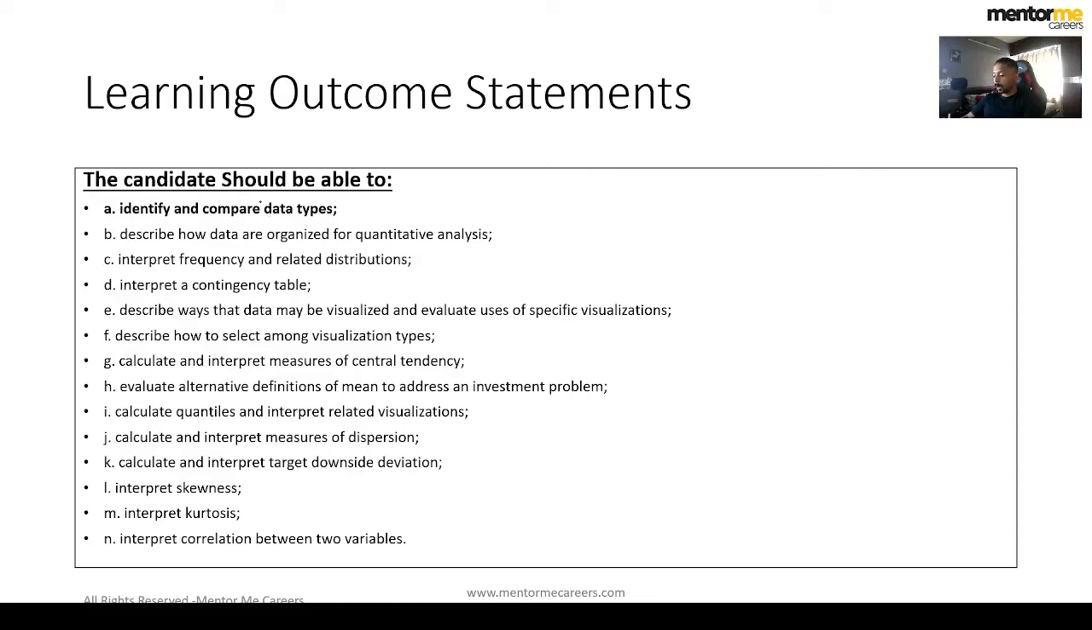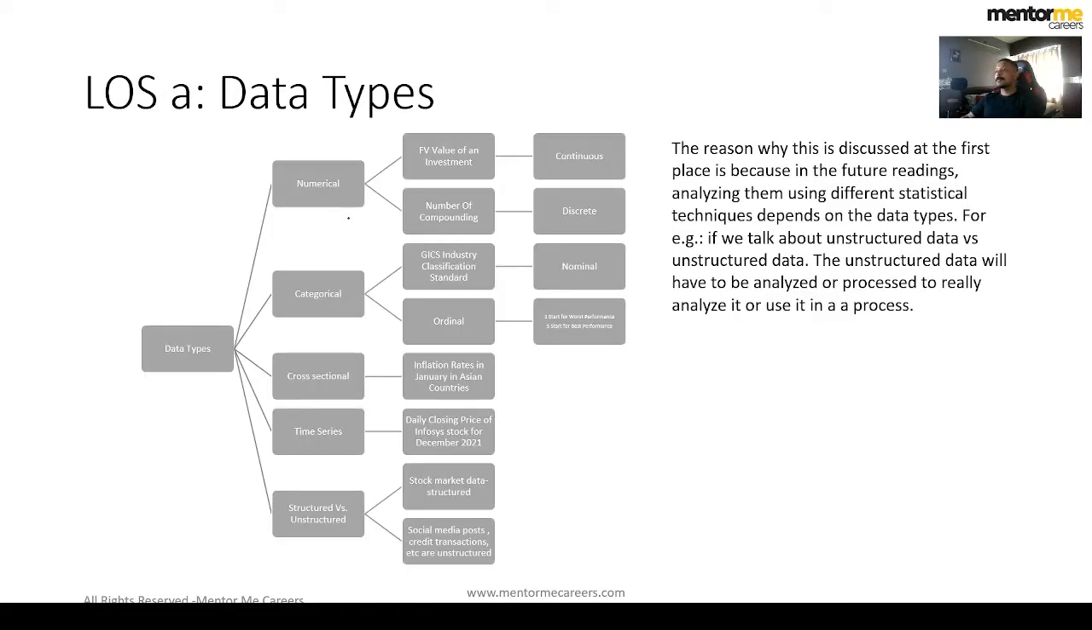Let's look at how to remember the different data types, and that's best done when we look at examples. If we look at numerical data, remember the first reading of time value of money: all the future value of investment calculations, the number of compounding periods, all of them fall under the numerical data types. Very easy to understand. Any financial mathematical calculations that you're doing are finally numerical.